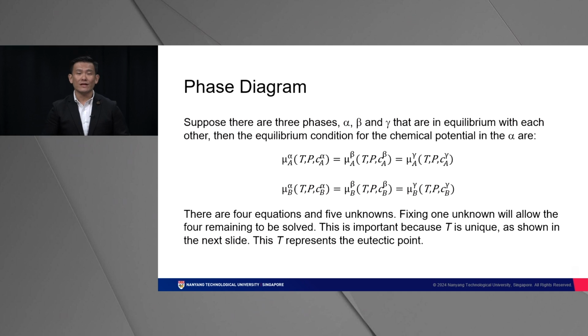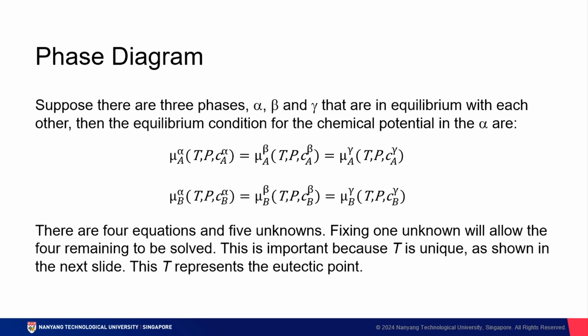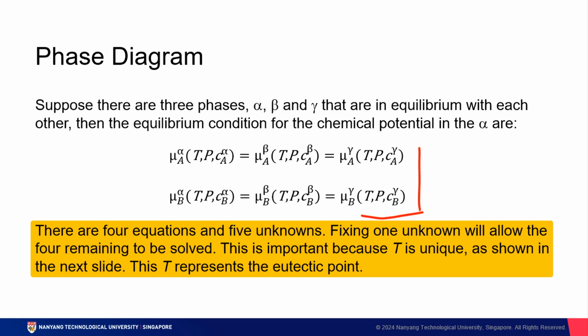Let's now assume that there are three phases: alpha, beta, and gamma. When they're in equilibrium with each other, the equilibrium condition can be expressed in this following set of equations. Notice that this is merely an extension of the binary equations. And here, there are 4 equations and 5 unknowns. By fixing one unknown, we are going to allow the remaining 4 to be solved.